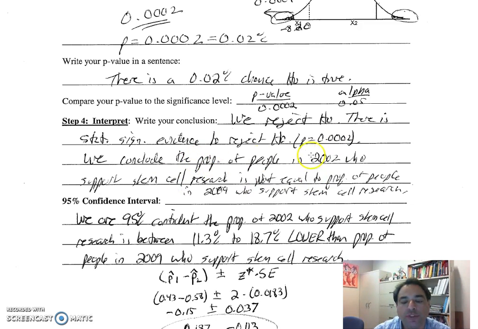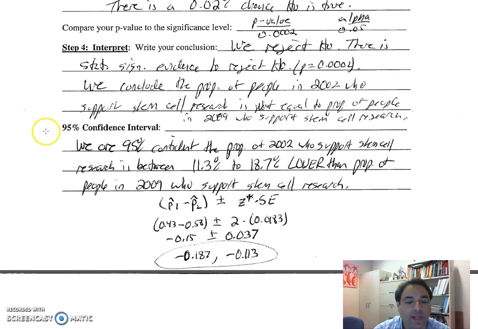We conclude the proportion of people in 2002 who support stem cell research is not equal to, remember that conclusion chart, be practicing that, is not equal to the proportion of people in 2009 who support stem cell research. So what we're concluding is they're different. They're not the same. 2002 and 2009, there's a change. So the question is, what is that change? And that's what the confidence interval will help us with.